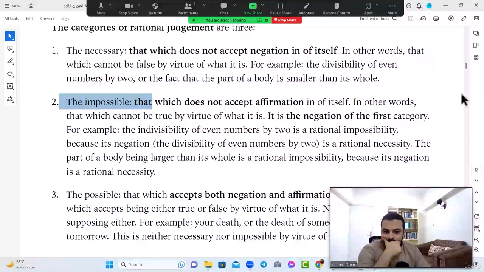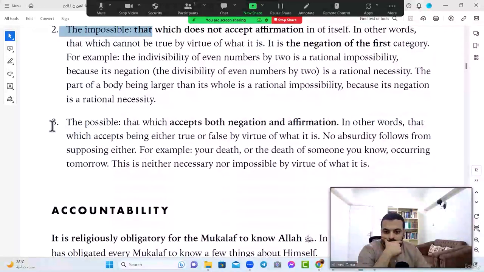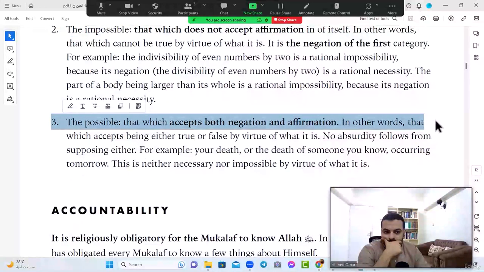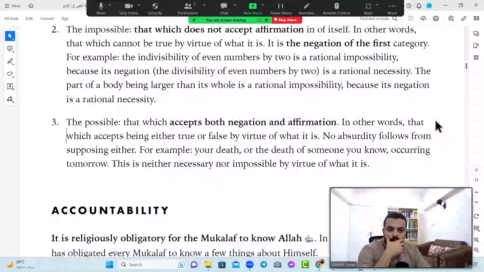The impossible, that which does not accept affirmation in of itself. In other words, that which cannot be true by virtue of what it is. It is the negation of the first category. For example, the indivisibility of even numbers by 2 is a rational impossibility because its negation, the divisibility of even numbers by 2, is a rational necessity. The part of a body being larger than its whole is a rational impossibility because its negation is a rational necessity.